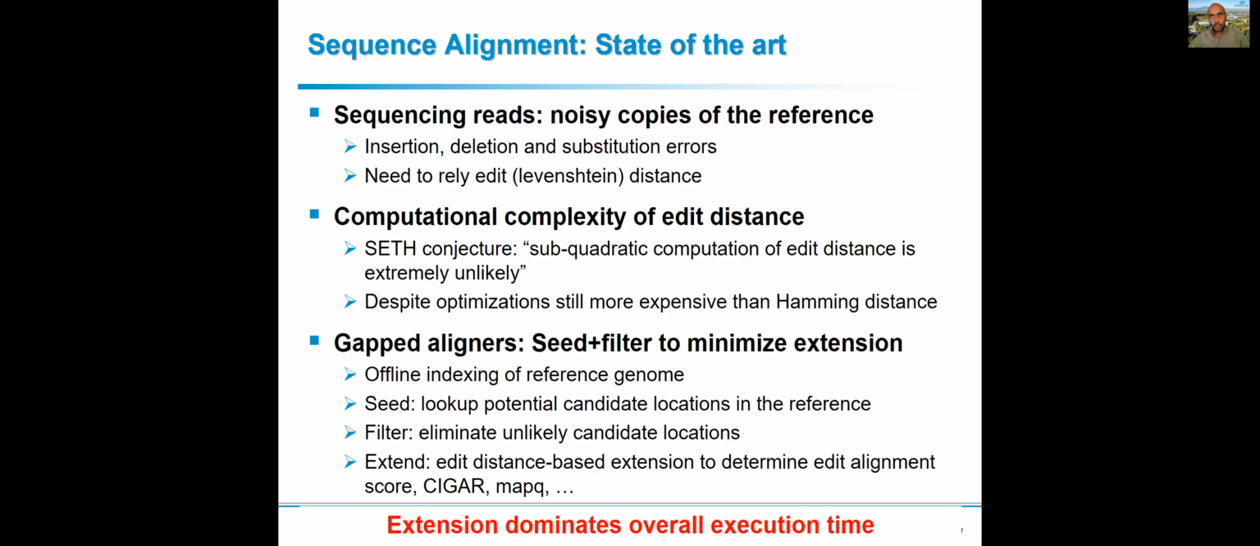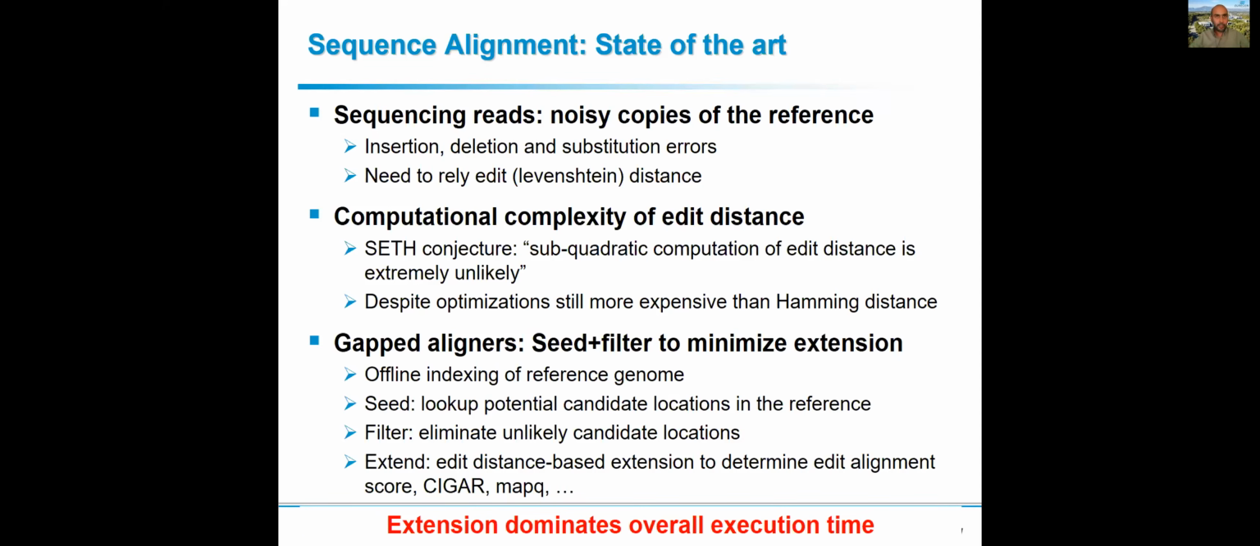In order to overcome the computational complexity associated with edit distance, almost all gapped aligners today, which is by far almost all the popular aligners, use some variant of the seed, filter and extend mechanism in order to minimize edit distance computation. And the core of this is pretty straightforward. First, you perform offline indexing of the reference genome. You can use a variety of different techniques for this. During the seeding phase, you break up the reads into seeds, and you look up potential candidate locations in the reference genome.